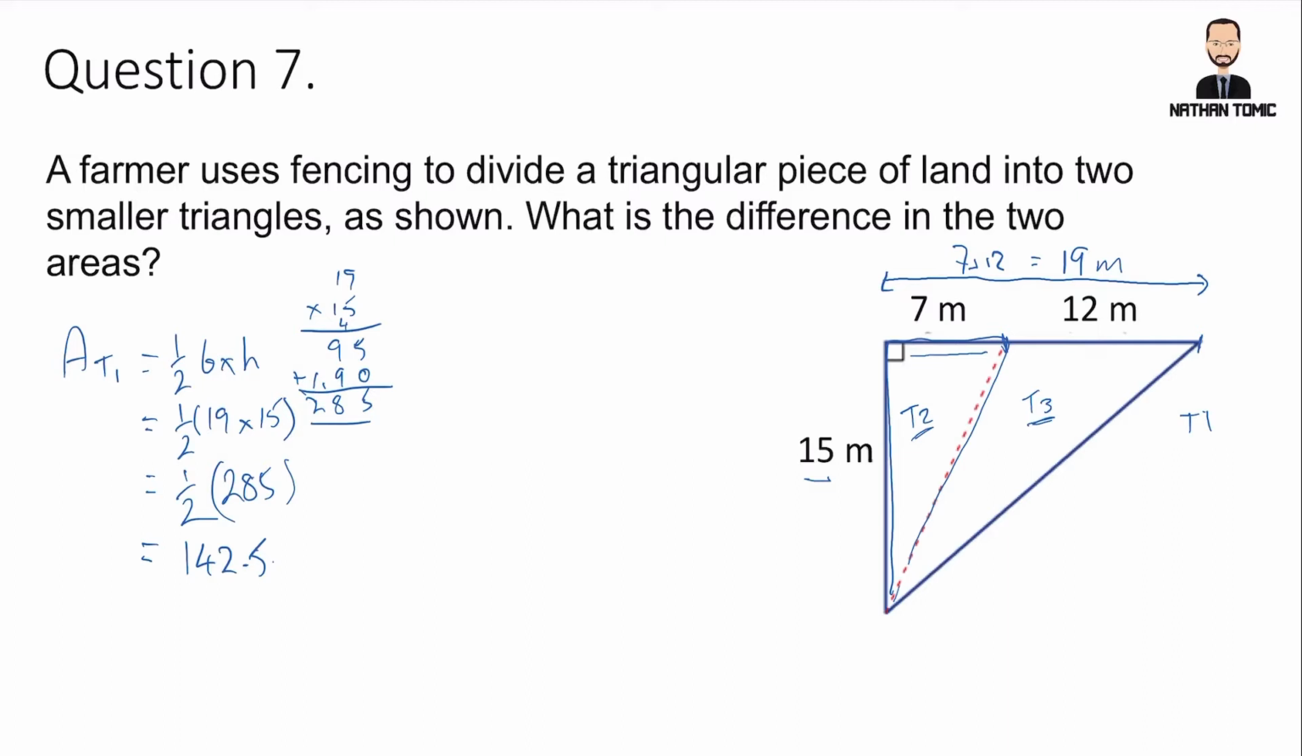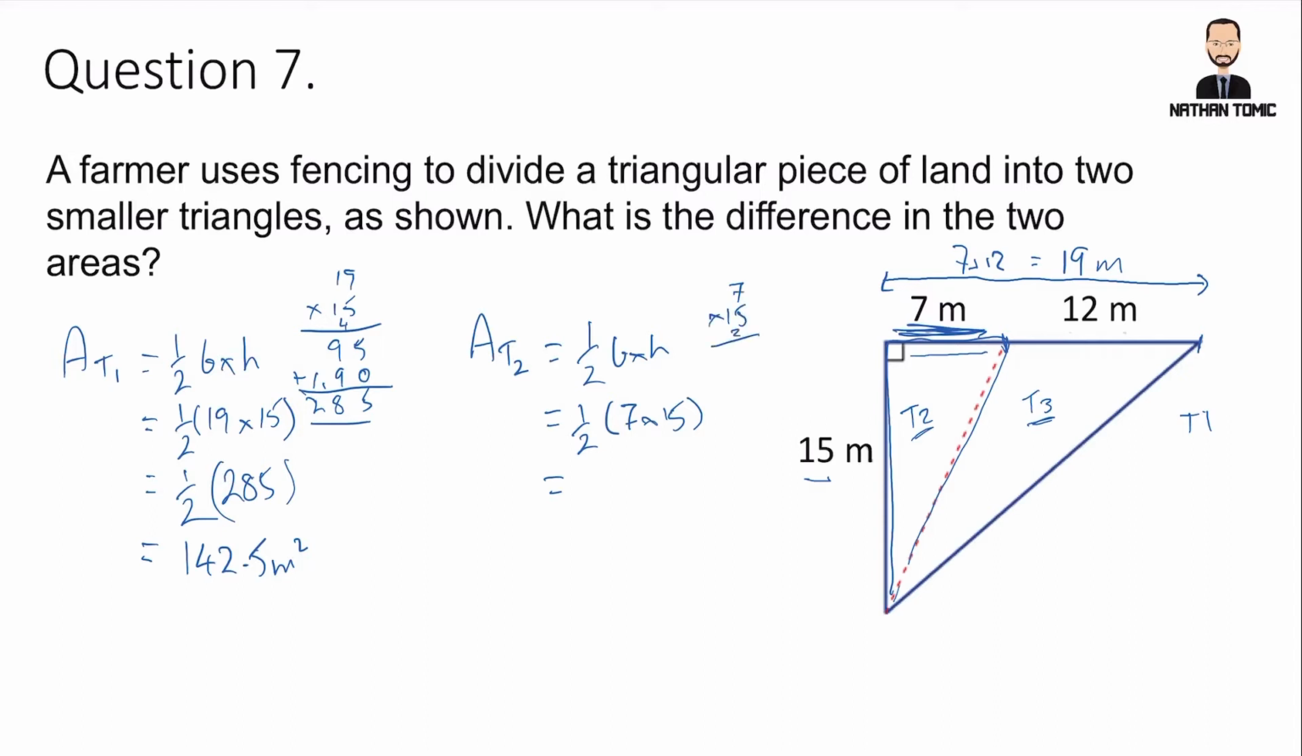And we are talking about meters squared. So our big triangle we've worked out to have an area of 142.5 meters squared. Now let's do the area of T2. So the area of T2 is equal to, again, half base times height, which is half of base we'll call 7. We're going to keep those numbers the same. So 7 for the base, this measurement here, multiplied by height we'll keep as 15. So equal to, now 7 times 15.